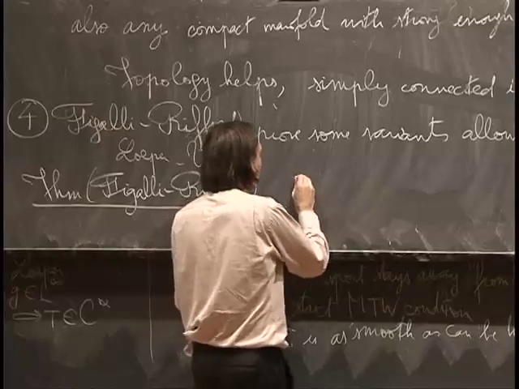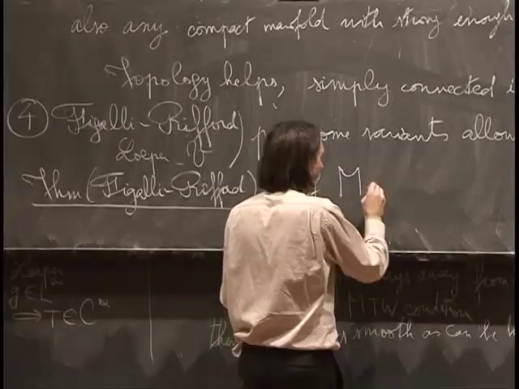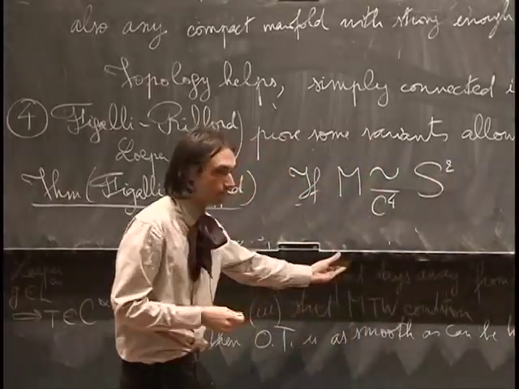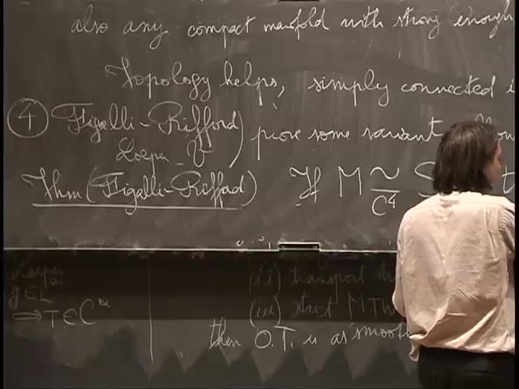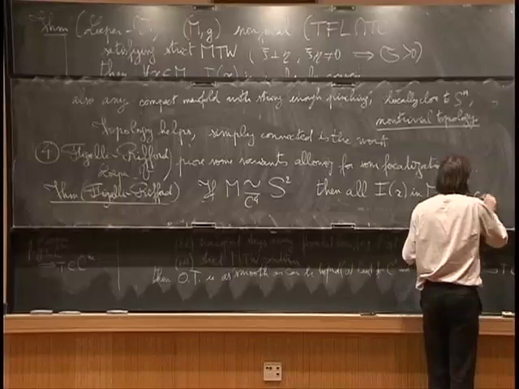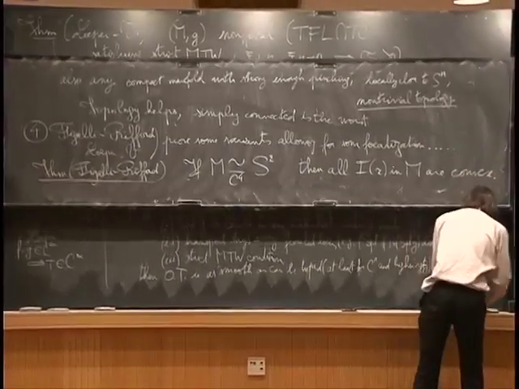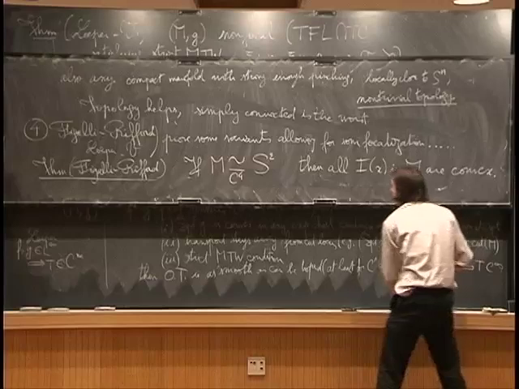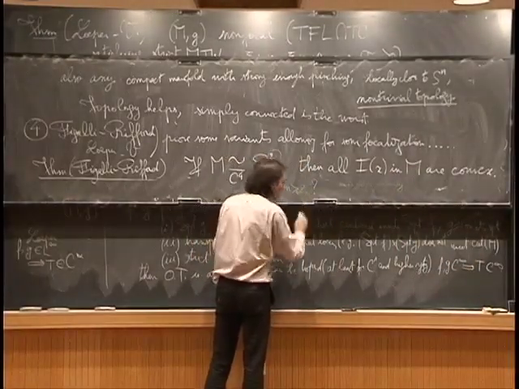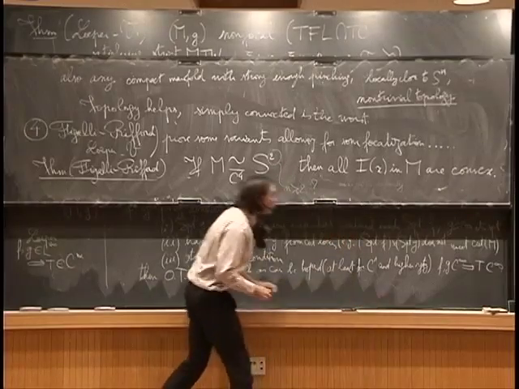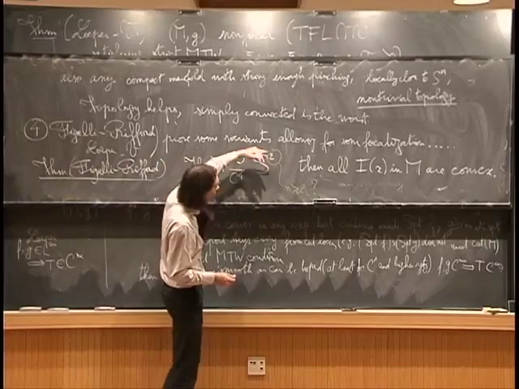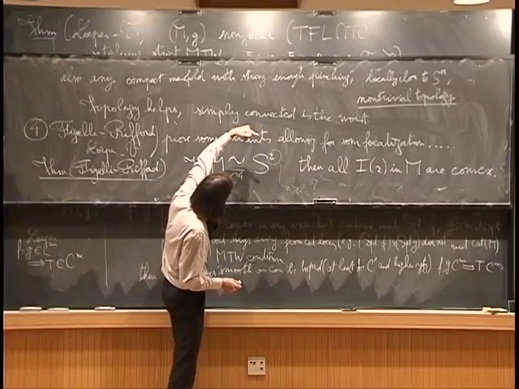If M is a perturbation in C4 topology of S2, then all injectivity domains are convex. This theorem is only for S2. For n greater than 2, nobody knows. We are working currently on this with Figalli and Rifford, and after thinking for a long time, we could find a counterexample. Now we're not sure. So this is only for S2.